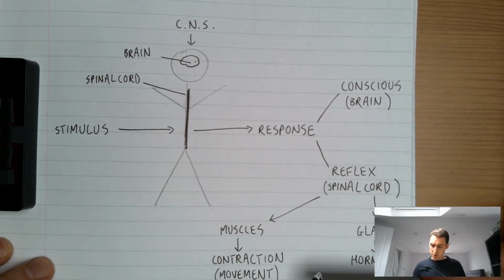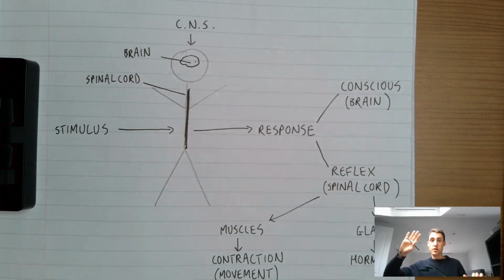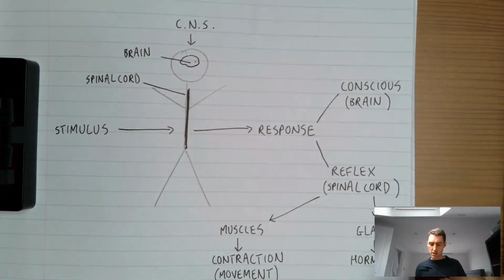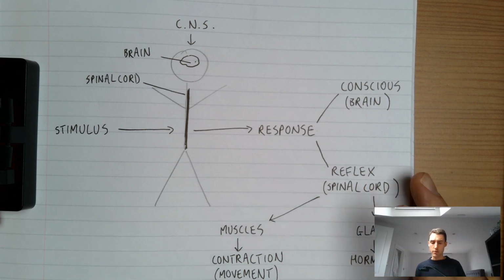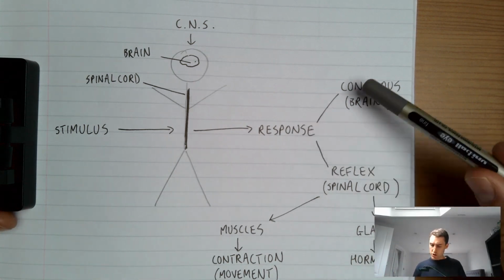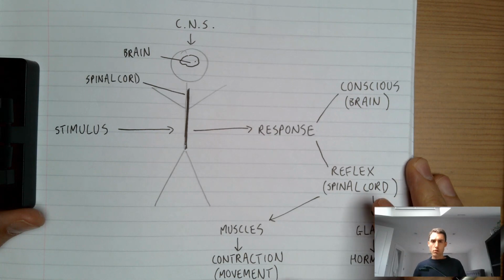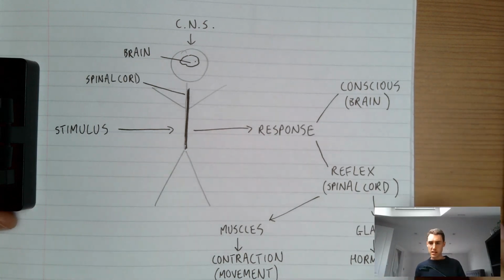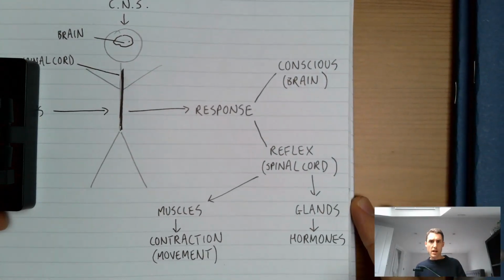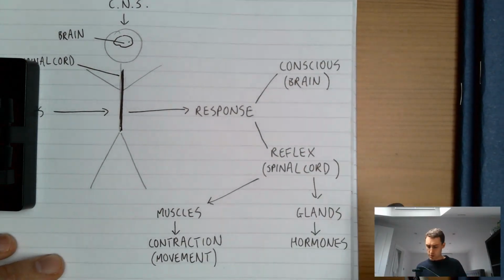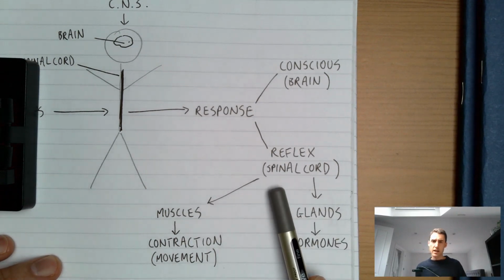Now, I've tried to organize this in a way to give students a sense of how the subsequent lessons fit together, and you may wish to come back to this diagram if you draw something similar. There are 2 options here. One is that we get a conscious response. That would be you notice something, you think about what you're going to do, and then you respond consciously. What we're more interested in at GCSE typically tends to be these reflex or unconscious responses, coordinated by the spinal cord.